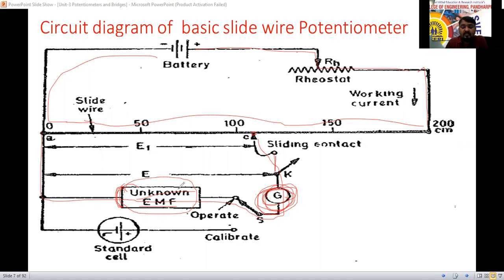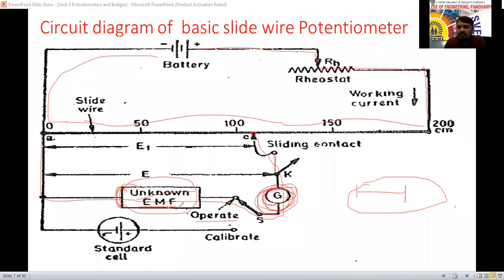So we can measure the unknown EMF here. That is what we call the operating mode. But what is the potentiometer definition? We have to measure the unknown EMF and compare it with a known value, to see if it is correct or not. How will we get the known value? That is called calibration.